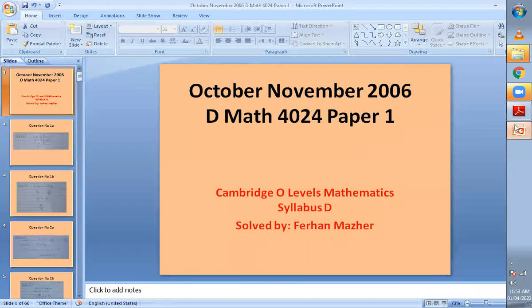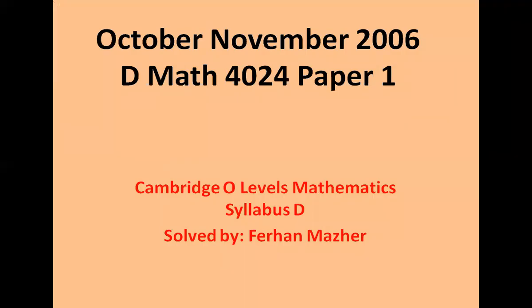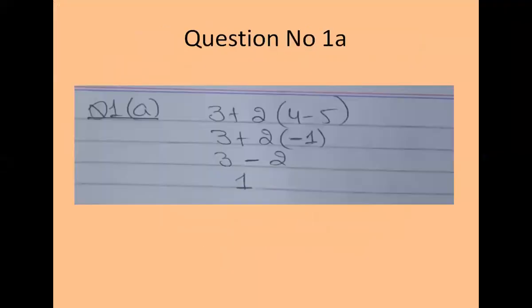So let me show you how I have done this. So the first question: 3 plus 2 bracket 4 minus 5. First of all, we will solve the bracket. Whatever is inside the bracket, 4 minus 5, will give you minus 1. So you will have 3 plus 2 bracket minus 1 bracket close. That 2 will multiply with that bracket first. So 2 multiply minus 1 will be minus 2. So 3 minus 2 will give you 1. So this is how you do question number 1, its A part.